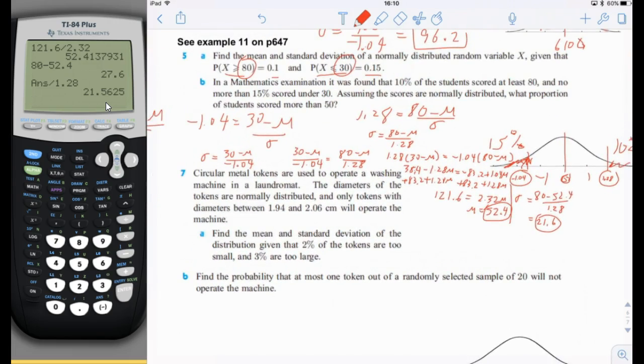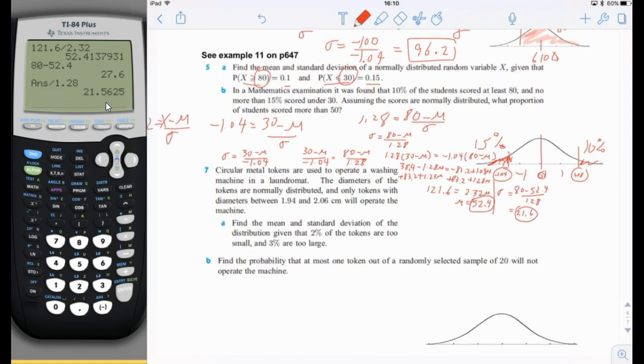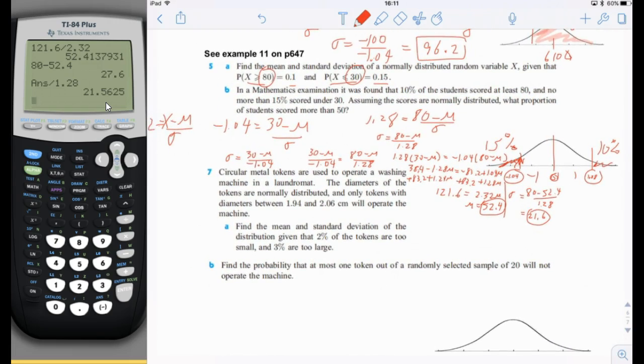In a math exam, it was found that 10% of the students scored at least 80, and no more than 15% scored under 30. Okay, so that's kind of what they said already here. Assuming that the scores are normally distributed, what proportion of students scored more than 50? Okay, so basically what they want us to do here is a regular normal distribution problem and use the mu and the sigma that we just got.